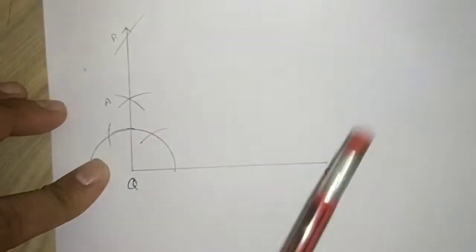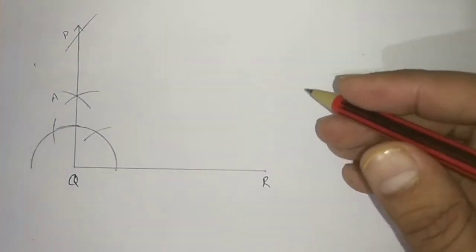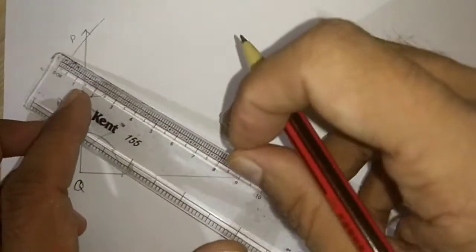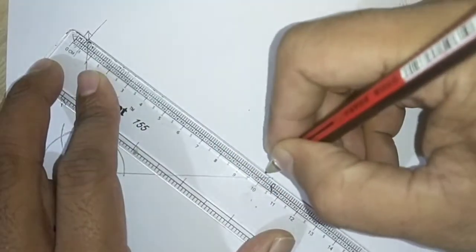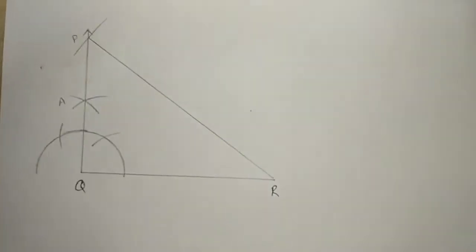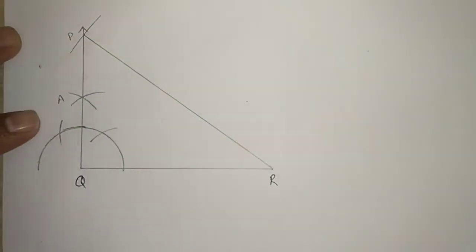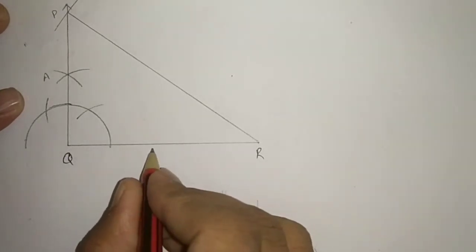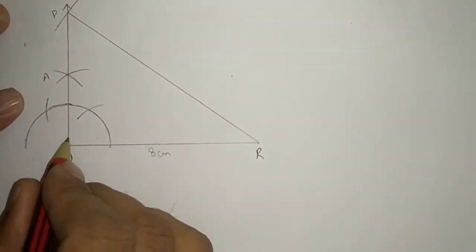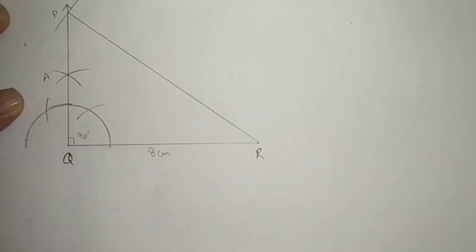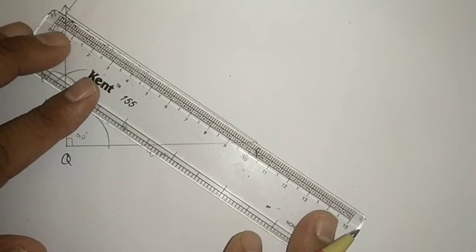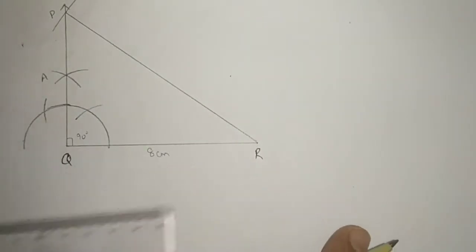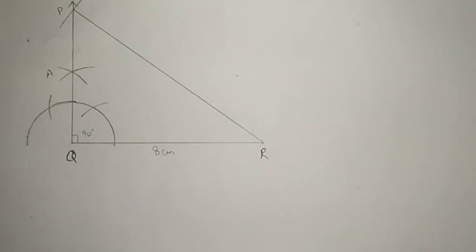This is our P. Now join P to R. This will be our PR is equal to 10 centimeter. So we have constructed, this is 8 centimeter. With protractor we have measured, this is also 90 degree, but we have constructed. And with scale we will measure it. If this is our 10 centimeter, so yes, it is 10 centimeter. So this is how we can construct question number 1.